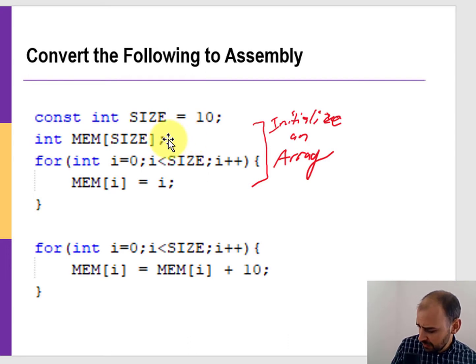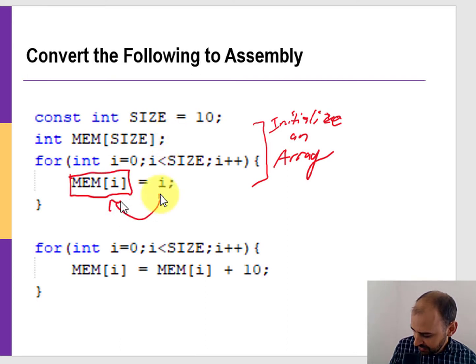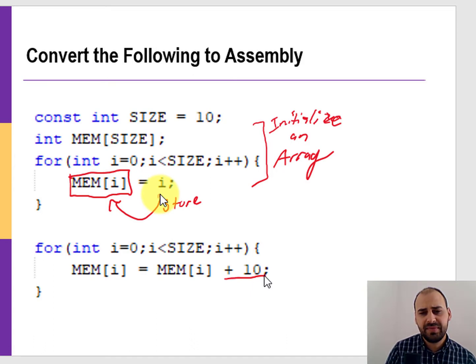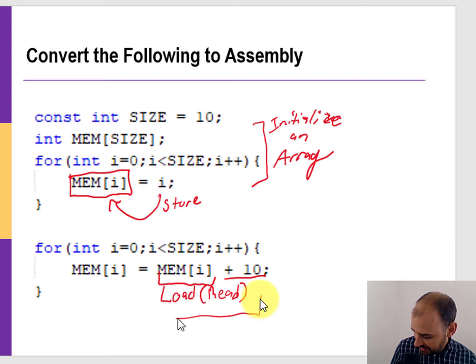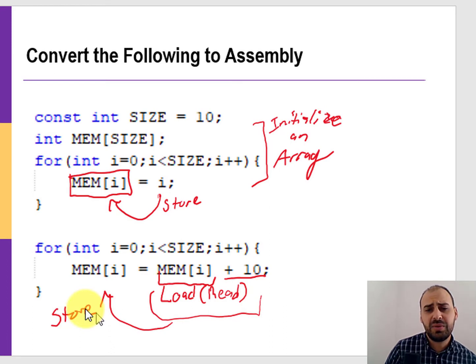Effectively we need to write to this memory area. So we're going to take this information and store it in memory. The key word there being store. Down here we're just going to add 10 to each memory location. We're going to need to read memory, which is a load. We need to load it into a register to read it. Then when we have the result, we're going to store it back in memory. All right, so we'll look at that.